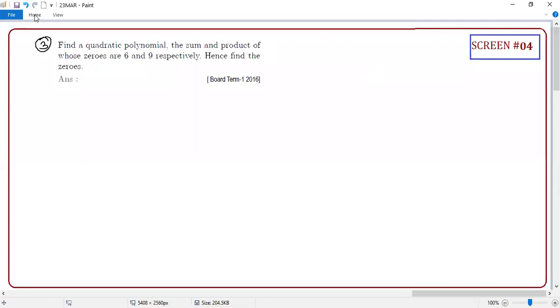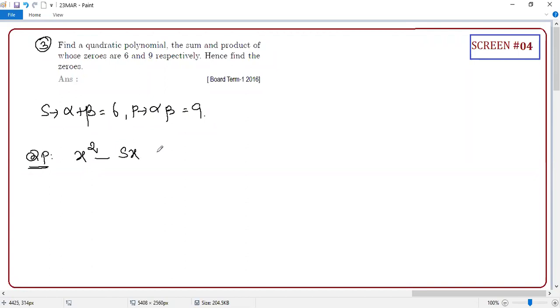So what has been given is clearly alpha plus beta, that is 6. Alpha into beta, that is, sum is given, product is given. What is that? 9. So what is step 1? Forming the quadratic polynomial. X square minus Sx plus P. You can write x square minus (alpha plus beta)x plus alpha beta also, is equal to 0.